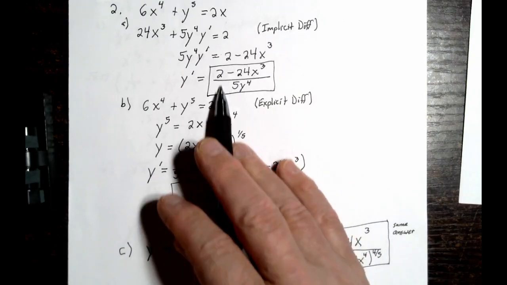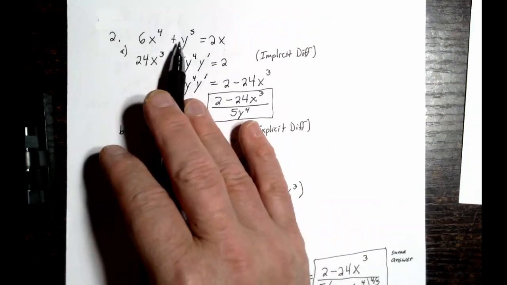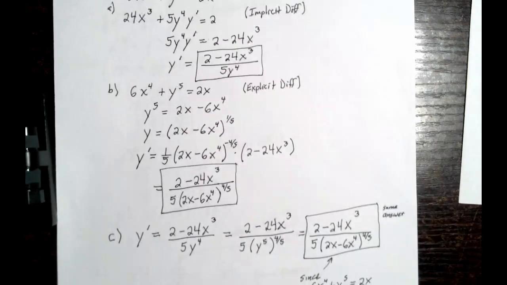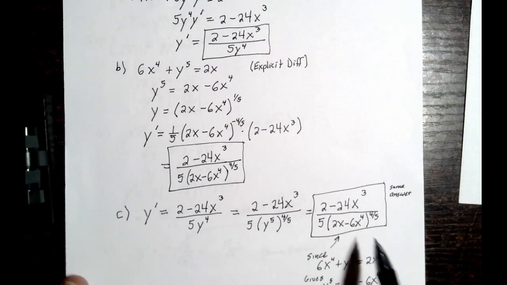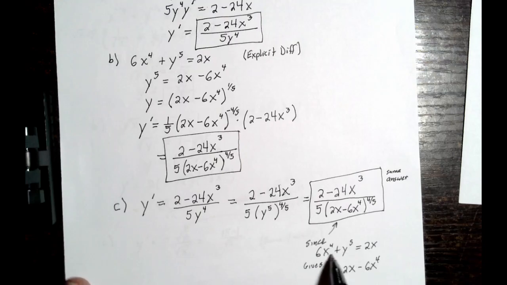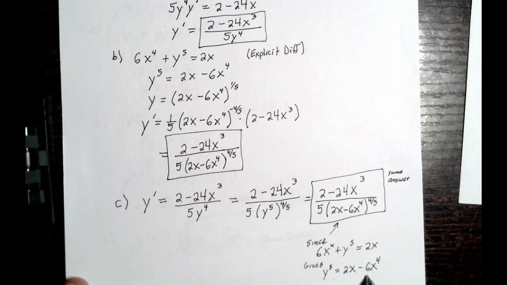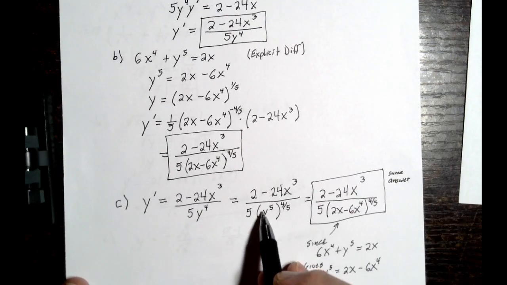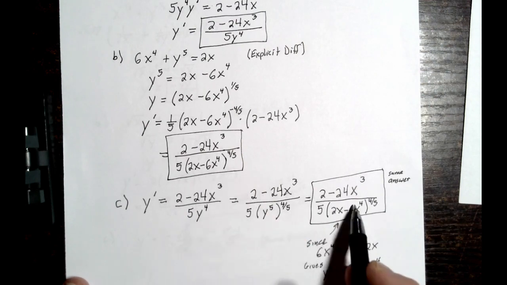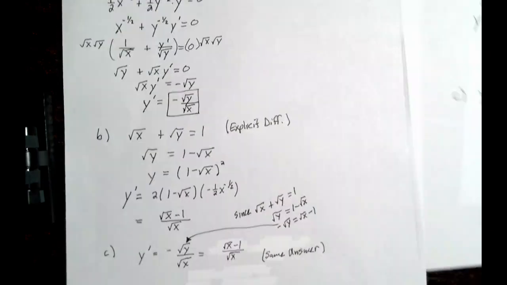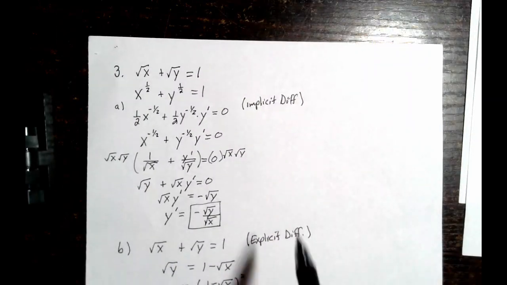So now you take this original guy and you use the first equation, and if you can get this to look like y to the 5th, you can say from your original equation that y to the 5th equals 2x minus 6x to the 4th, and you replace that with 2x minus 6x to the 4th, and you get the same thing you had when you did it explicitly.